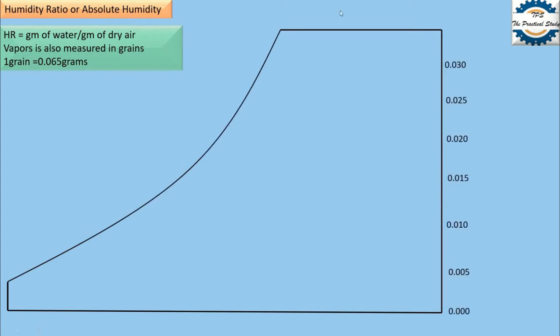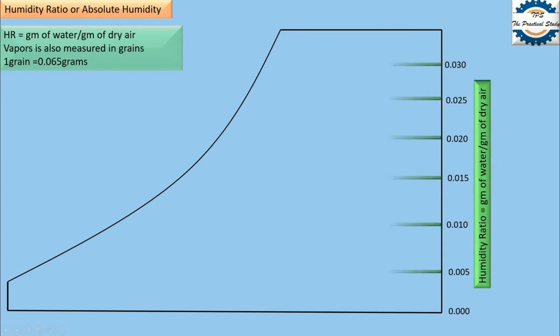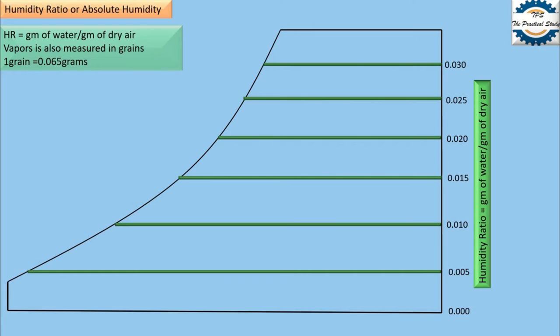Humidity ratio scale is on the y-axis, the vertical axis. Now let's draw its lines. Its lines are horizontal, towards the wet bulb temperature line. So I think this parameter is also clear. Let's move to the next parameter.